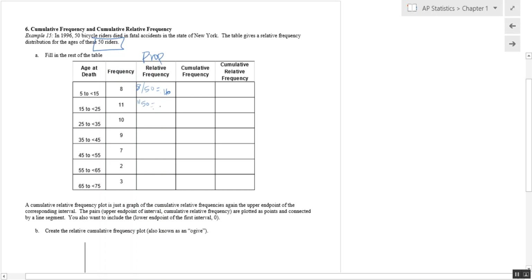So we get 0.22, 10 out of 50, and so on. So we're just going to divide all of these by 50. This is what we've talked about before.